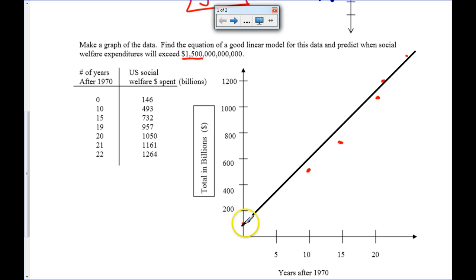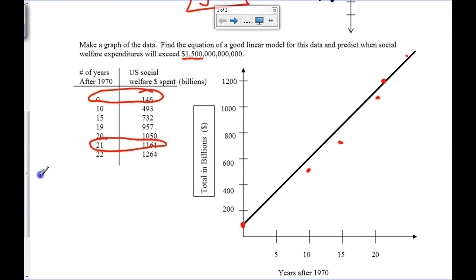Okay, so the first point is one of my points, and I'll pick the next to last point for the other. So this one and this one. It doesn't necessarily have to be these; you might pick another set of points. It's an estimate, okay? So first I need to find my slope.